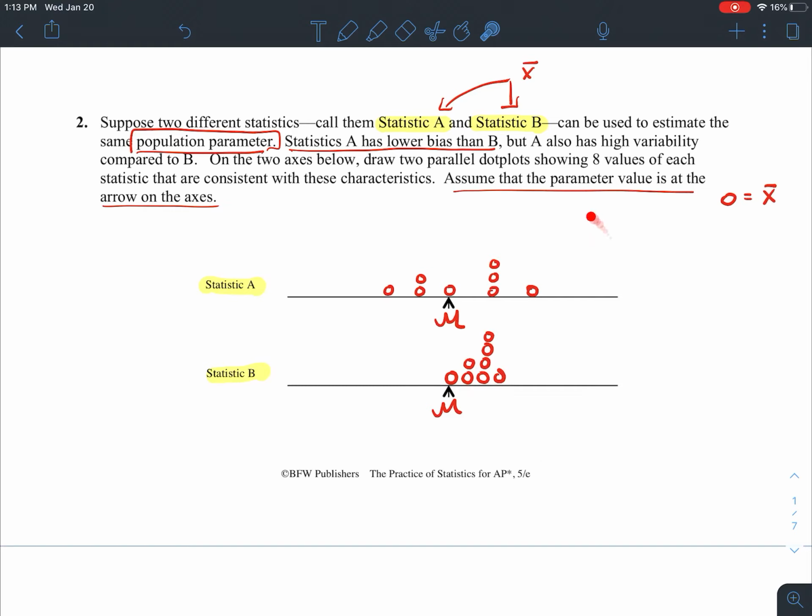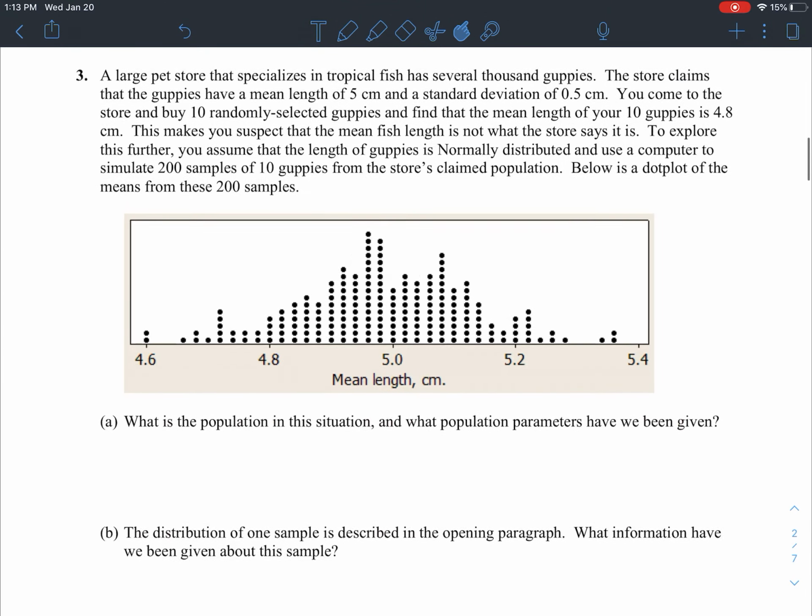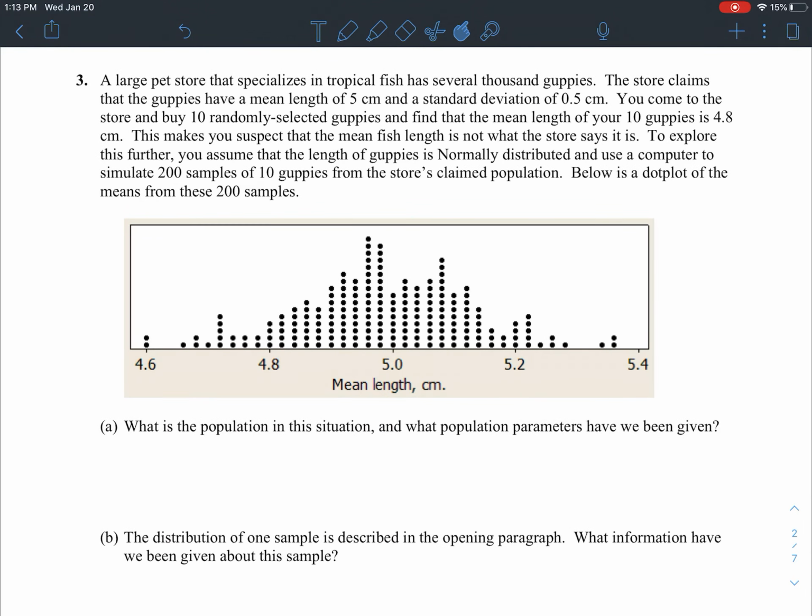There's less variability. So this would be one example of a dot plot that you could draw that shows how this has more spread, more variability, but lower bias because they're evenly on each side. This one has higher bias, but less variability. So that was kind of number 2. Again, it didn't have to look exactly like that, but they wanted 8 dots in each of those 2 dot plots there.